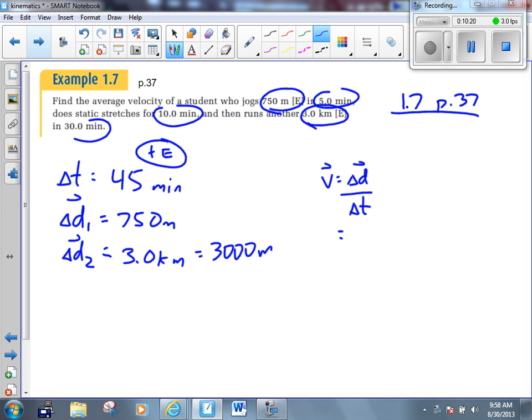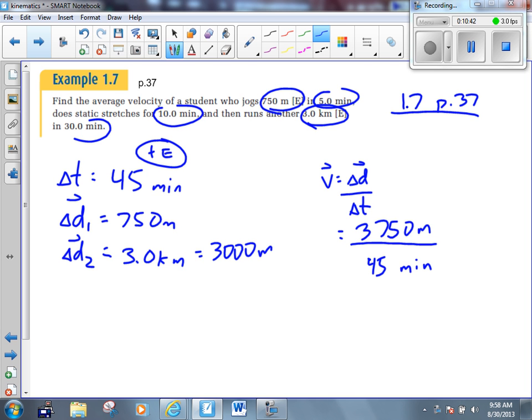Add or subtract? If we have two different positions, we subtract. If we have two different displacements, we add them. So let's add these together. Becomes 3,750 meters over, do you want to leave it as 45 minutes?